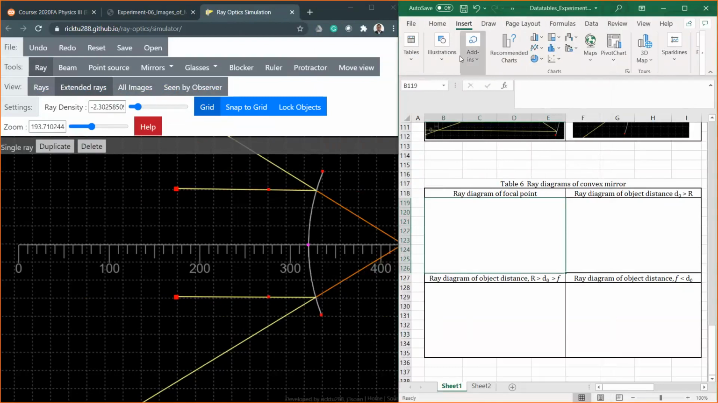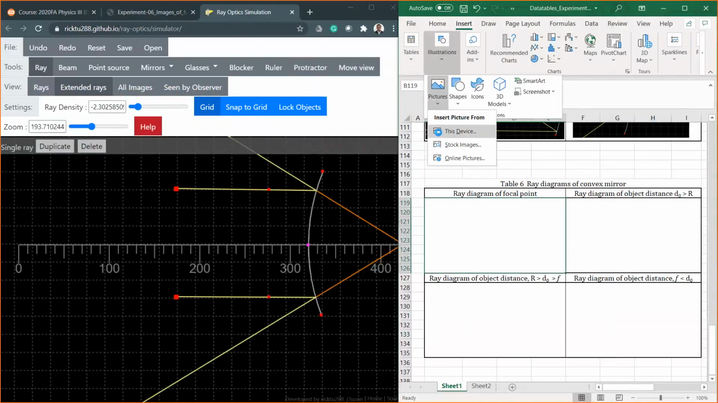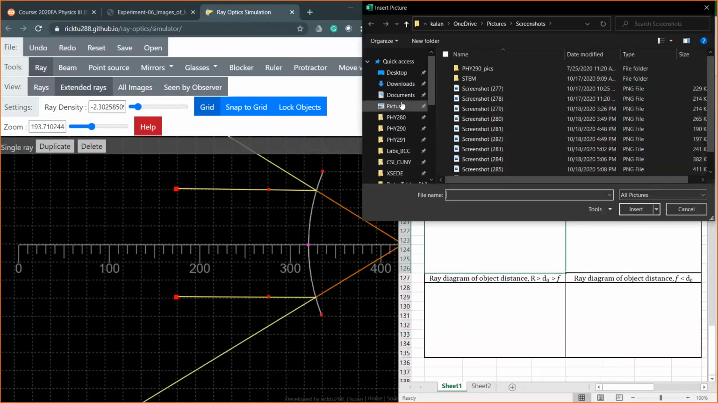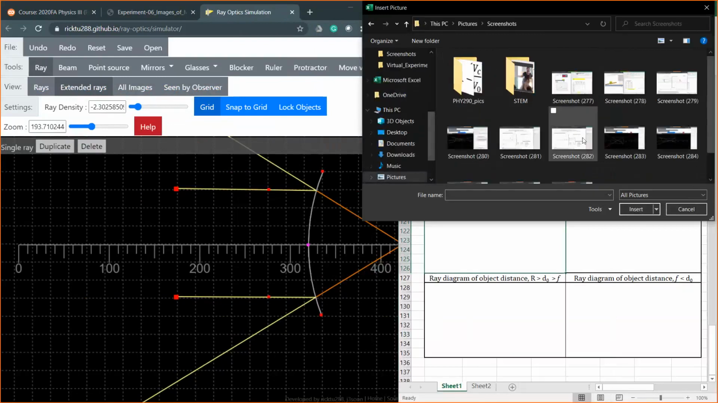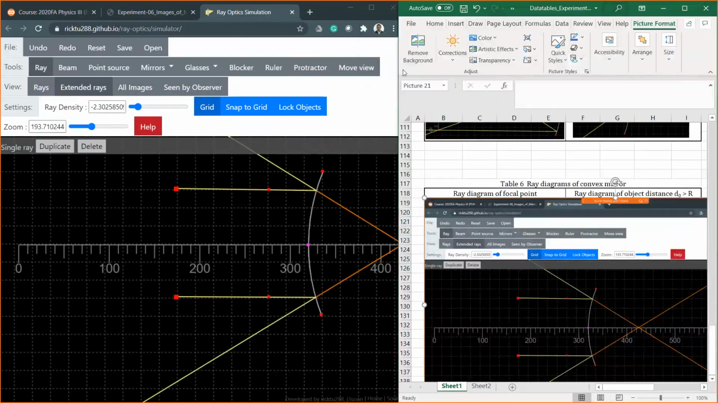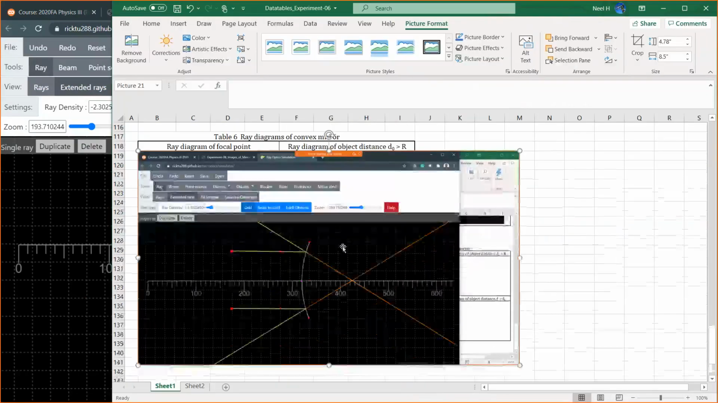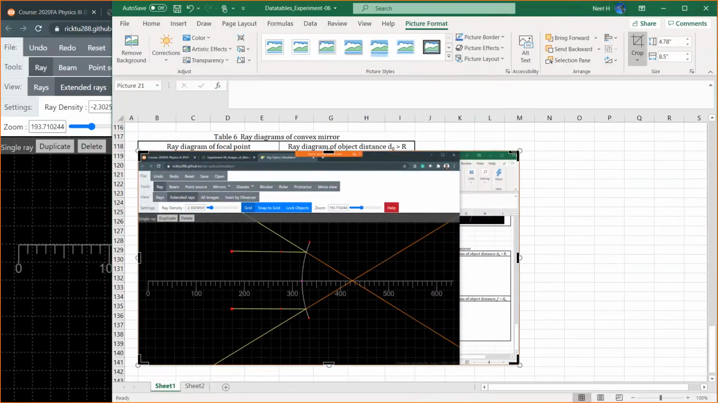Insert, illustration, the pictures. And let's bring that and place it there. Get rid of anything unnecessary. Crop that out.